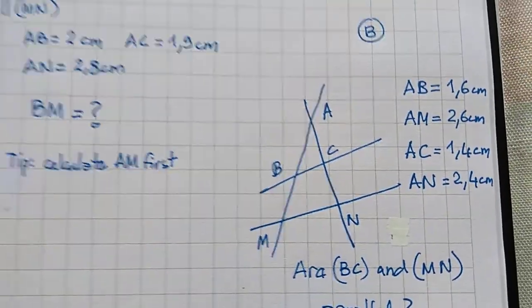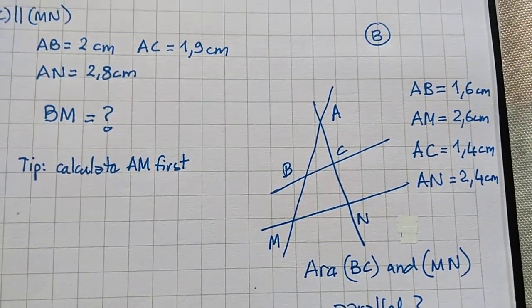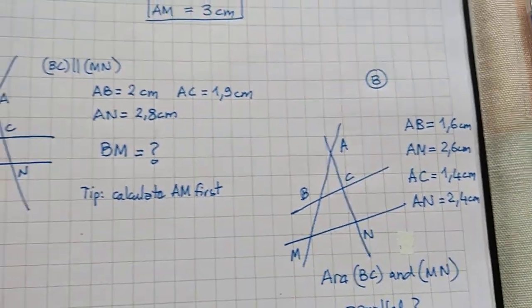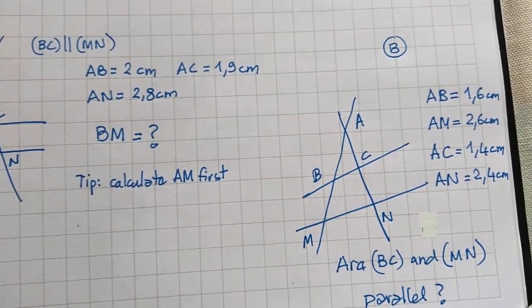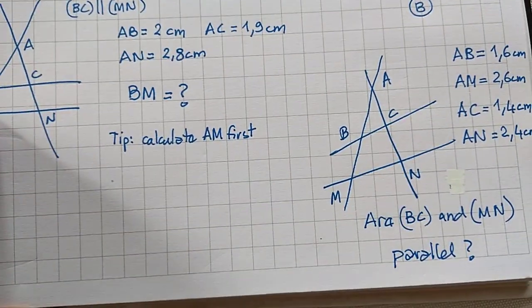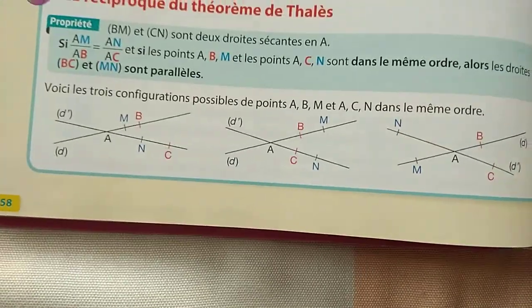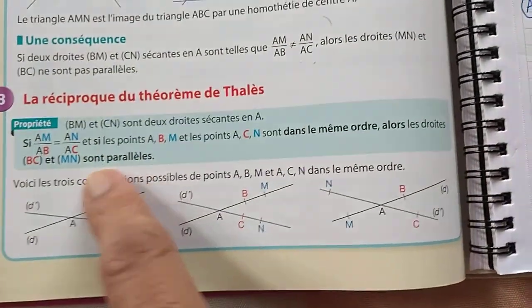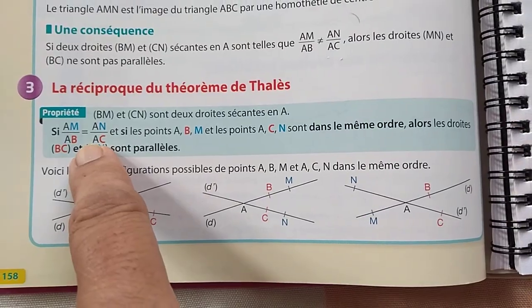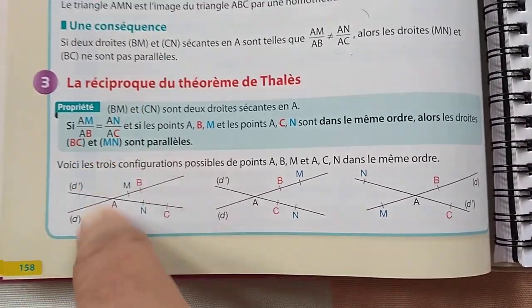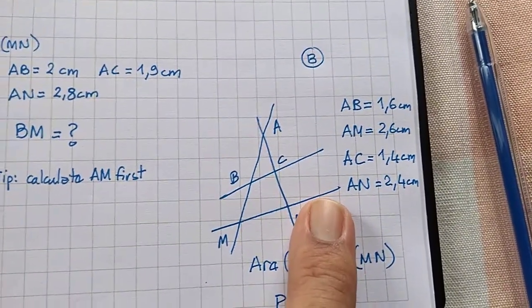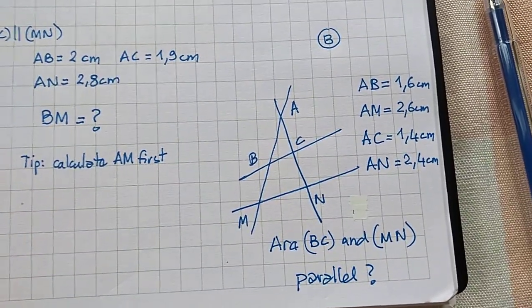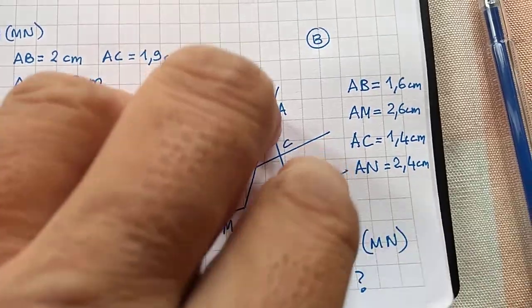So this is a 20-minute video. It's almost 20 minutes. So we will stop here, and tomorrow I will post another video, a short video on the reciprocal of the theorem of Thales, which is very simple. This is the theorem of Thales, which basically says if this ratio is correct, then the two lines are parallel. Exactly what I've asked you to do here. But this is known as the reciprocal of the theorem of Thales.